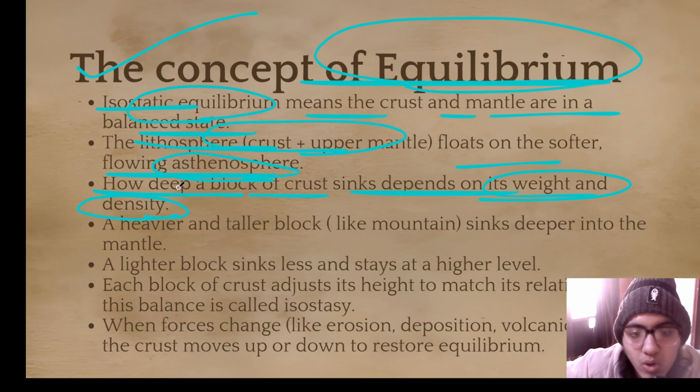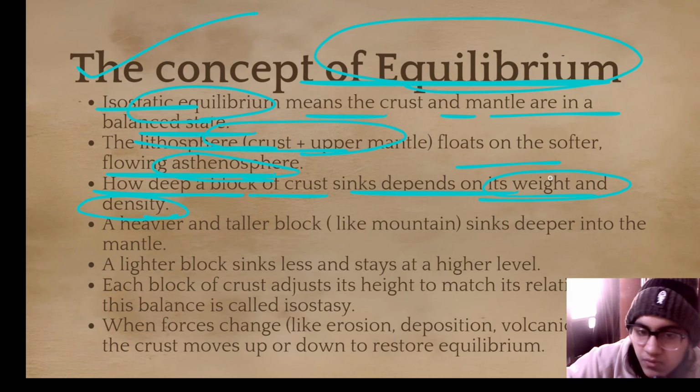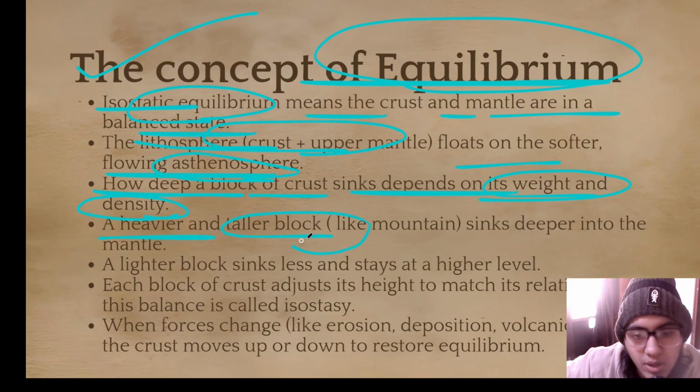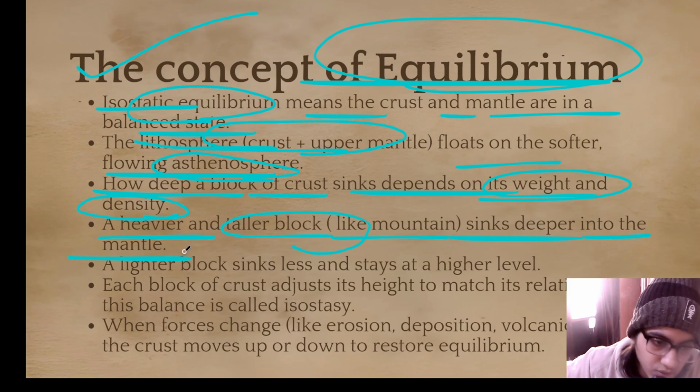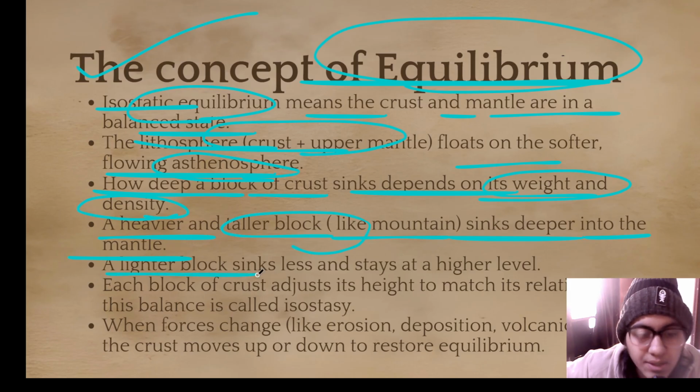If the block of crust is heavy, it sinks, and if it's lighter, it will float. A heavier and taller block like a mountain sinks deeper into the mantle. So it is pretty much common sense. A lighter block sinks less and stays at a higher level. Each block of crust adjusts its height to match its relative mass. This balance is called isostasy.